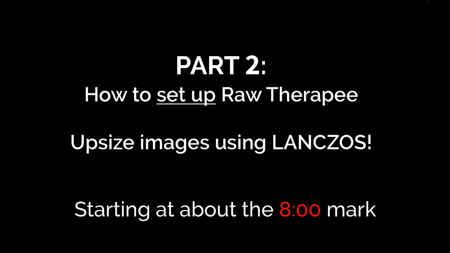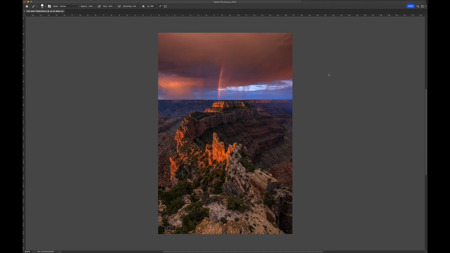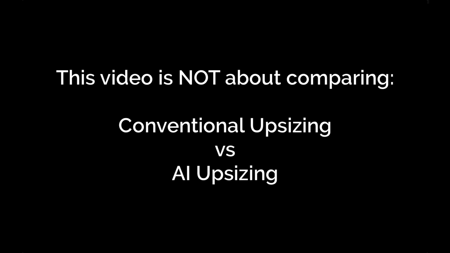Part 2 is how to set up Raw Therapee and easily use it so that you can benefit from its superior Lanczos upsizing algorithm, and even far superior capture sharpening. We're talking about conventional upsizing algorithms, which still rule.